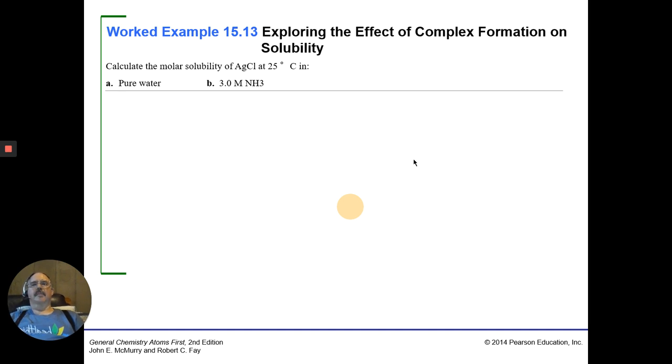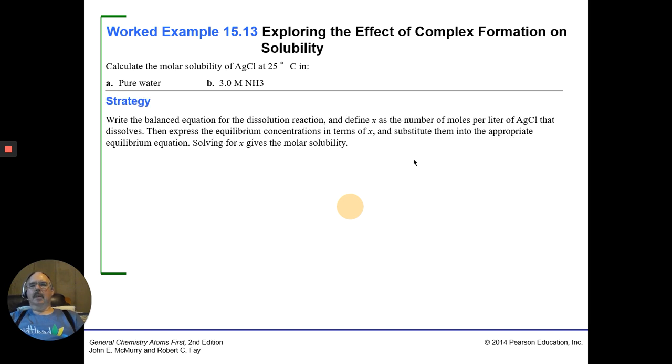Here we have an example of exploring the effect of complex formation on solubility. We'll calculate the molar solubility of silver chloride at 25 degrees in pure water and in 3 molar ammonia. We start out by writing the balanced equation for the dissociation reaction, and we define X as the moles per liter of silver chloride that dissolves.